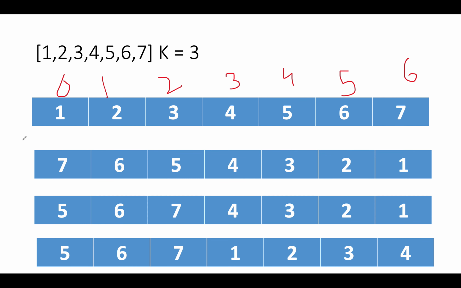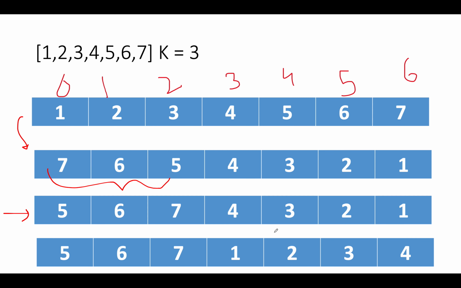In the first go, what I'm gonna do, I'm gonna reverse the complete array. So the complete array gets reversed. The elements get set as 7, 6, 5, 4, 3, 2, 1. In the second step, what I'm gonna do, I'll take the first k elements, that means 0, 1, 2, and I'm again gonna reverse these elements. So the updated array turns out to be 5, 6, 7, 4, 3, 2, 1.